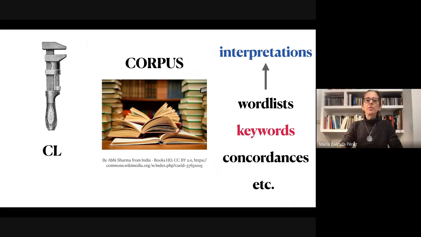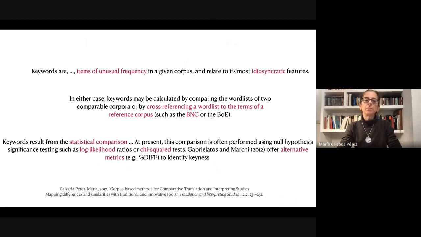Among the different kinds of data that corpus linguistics produces, I'm going to be using keywords. Keywords are items of unusual frequency in a given corpus. In other words, keywords are the most salient, the most characteristic and idiosyncratic words in a corpus.